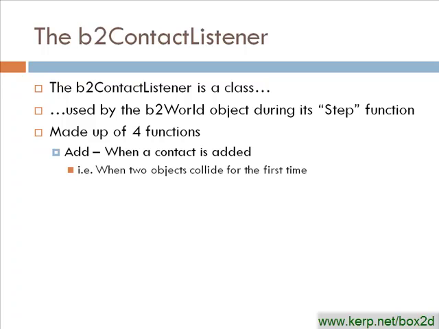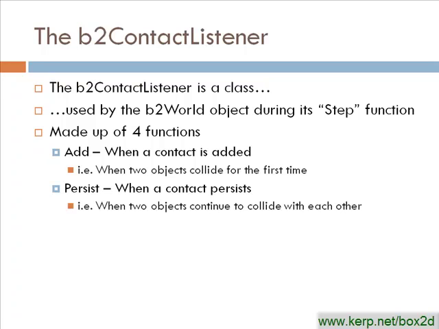The first function is add. This is called when a contact is added. In other words, when two objects collide for the first time. You have 2 billiard balls, they smack into each other. At that point, a collision is essentially added, and this add function is called. The persist function is called when a contact persists. That is, when two objects continue to collide with each other. This often happens when you, for example, have one object resting on top of another.